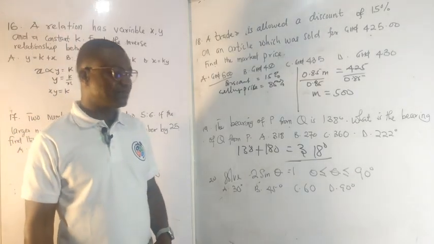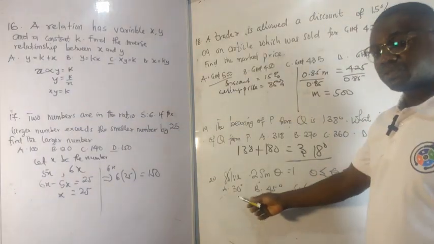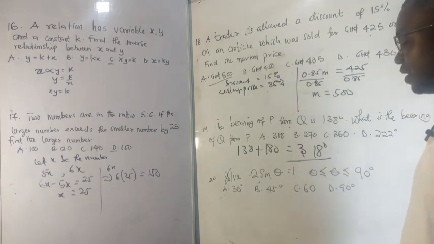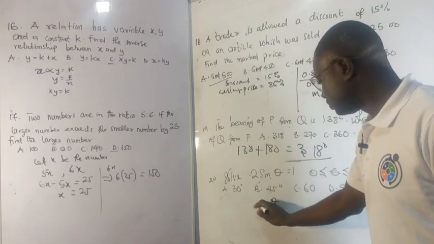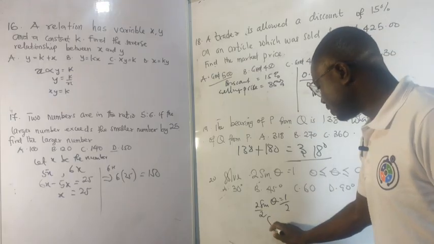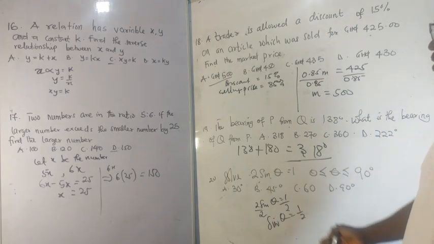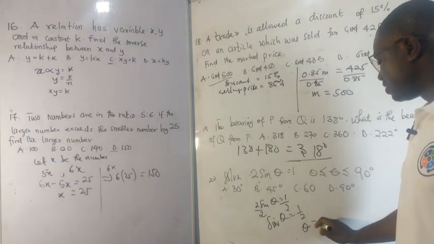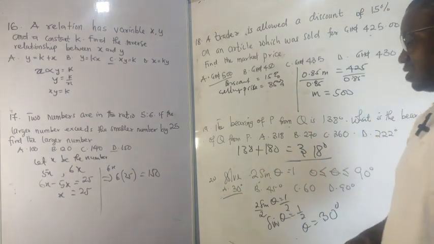For question number 20, you realize that this question is a very simple question. Looking at this, we have 2 sine theta is equal to 1. Let's find the value of theta. So we have 2 sine theta is equal to 1. Divide both sides by 2. So sine theta is equal to half. And then sine of what is going to give you a half? Sine 30. That is theta is equal to 30 degrees. And our answer is A.